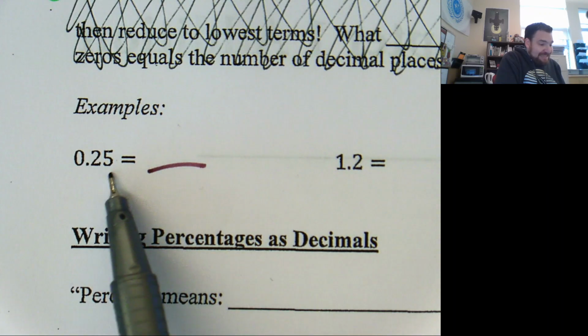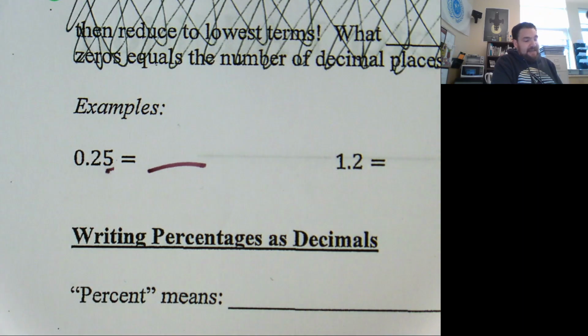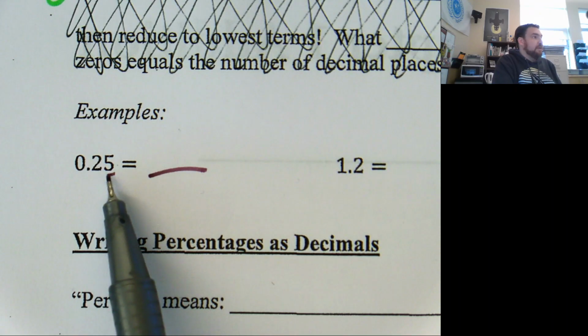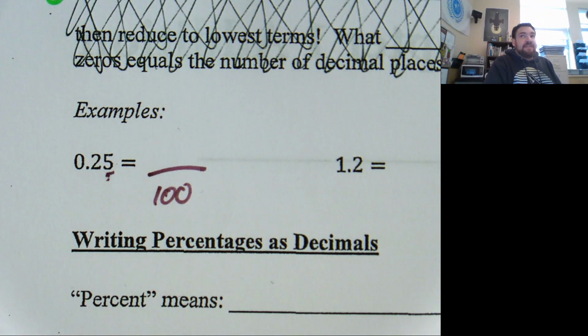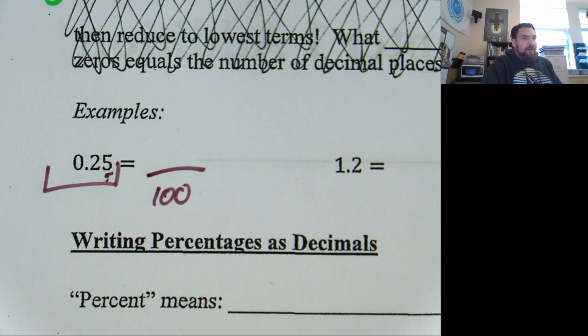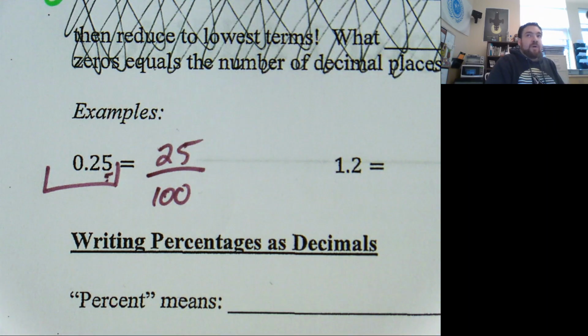So what place is the 5 in? Is it the tenths, hundredths, thousandths? What's the place value? Someone said hundredths. That's cool. So 100 is going to be the denominator of our fraction, and then the entirety of the number is what we're going to put in the numerator without the decimal place. If there's a 0 out front, we don't need to include it. So this is just going to become 25 over 100.